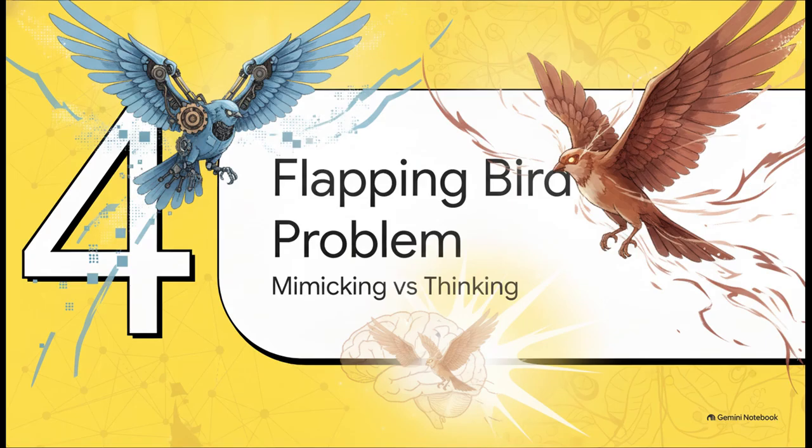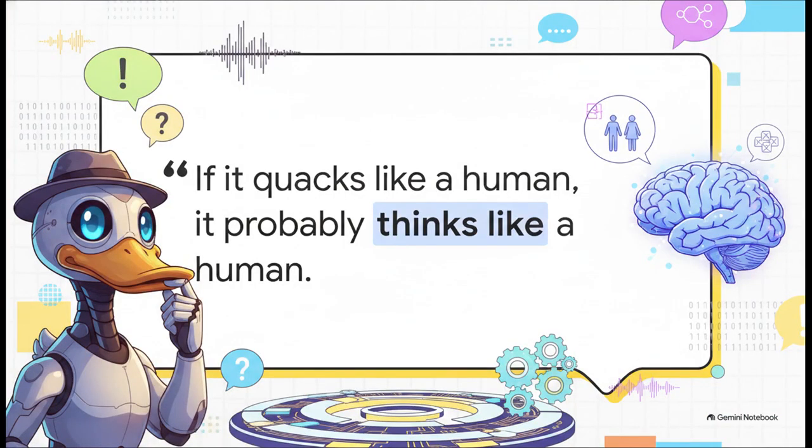That brings us to Section 4, the flapping bird problem: mimicking versus thinking. The entire premise of the Turing test basically hinges on one simple assumption, which is heavily rooted in the behaviorist approach to computer science. This approach argues that if the output looks intelligent, the internal process generating it doesn't really matter all that much. You could summarize it with a fun little spin on a classic quote: if it quacks like a human, it probably thinks like a human.